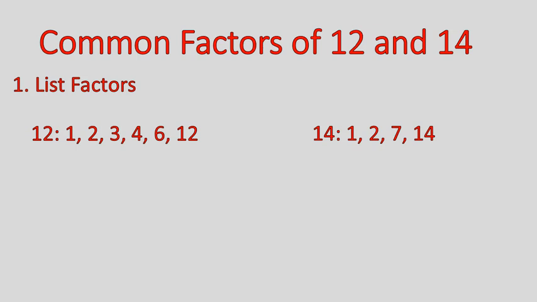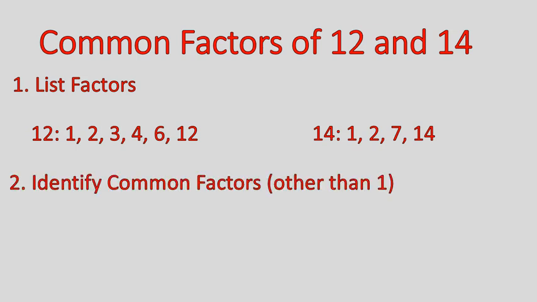Now, to identify common factors, we just look at those lists and say which factors are common. And we usually don't consider the number 1 a common factor, although it's a common factor for everything. We'll just identify the common factors other than 1. So there we go. Our common factor other than 1 is 2 in this case. There's just the common factor of 2. Both of these numbers have lots of factors, but 2 is the only one that is common between them.